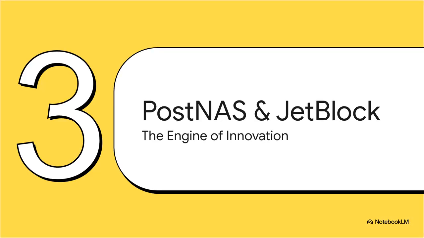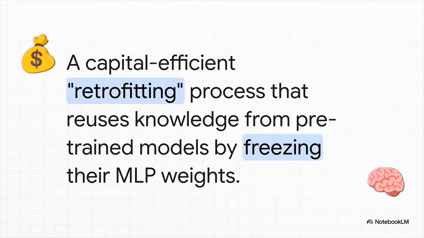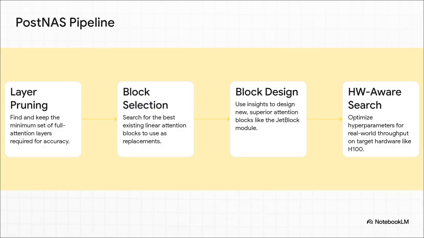So how did they actually build this smarter architecture? It really comes down to two key pieces of engineering, a process they call PostNAS and a new component they built called JetBlock. PostNAS is incredibly clever from a cost perspective. Instead of training a whole new model from scratch, which costs a fortune, it's a retrofitting process. You take a powerful, pre-trained model, you freeze its MLP weights to keep all that amazing knowledge it's already learned, and then you perform precision surgery on just the attention layers. It makes exploring new architectures vastly cheaper. And the process is super methodical.